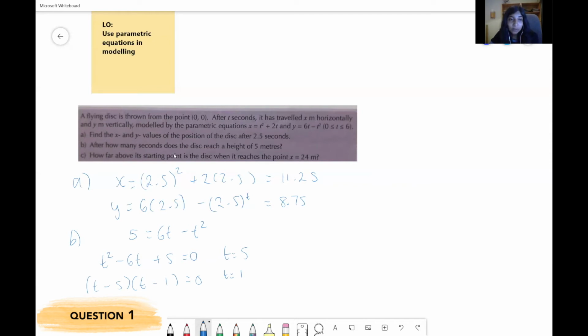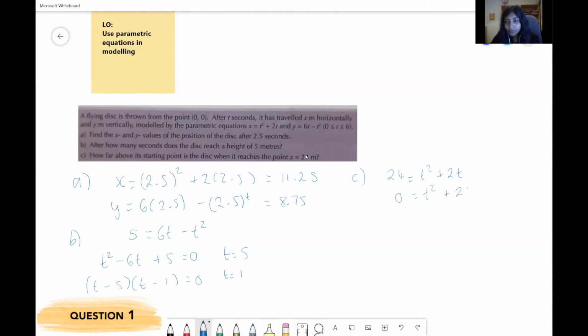So part C, we want to find out how far above its starting point the disk is when it reaches the point 24 meters. For this one, we want to find out the value of t when x is 24 meters, and then plug it back into the y equation to find the height. So we can do that. We have 24 is equal to t squared plus 2t. And if we rearrange to have an equation that's equal to 0, we get 0 is equal to t squared plus 2t minus 24.